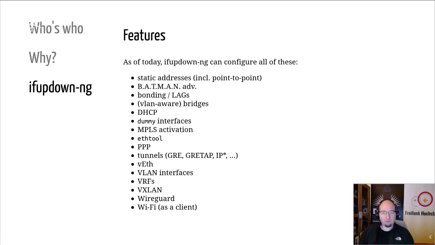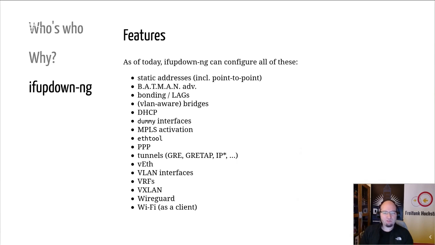Correct me if I'm wrong there. So we configure static addresses, point-to-point interfaces, bridges, DHCP, what classical stuff is there, PPP, tunnels, VLANs, etc. And on top of that, some arcane stuff like the Batman Advanced Mesh Protocol, because I need it for Freifunk, VLAN Aware Bridge support, dummy interfaces, simple MPLS activation, like please read MPLS labels on that interface. The Debian ethtool integration is possible here too.